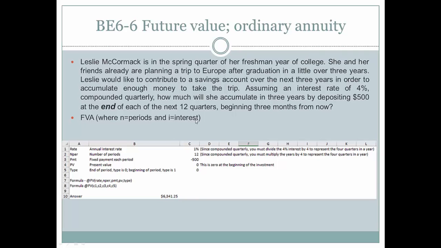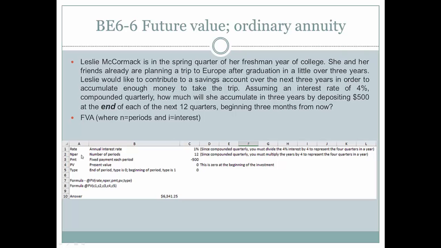N equals the periods, I equals the interest rate. So here it is in Excel. The rate will be 1%. Since compounded quarterly, you must divide the 4% annual interest by 4 to represent the 4 quarters in the year.